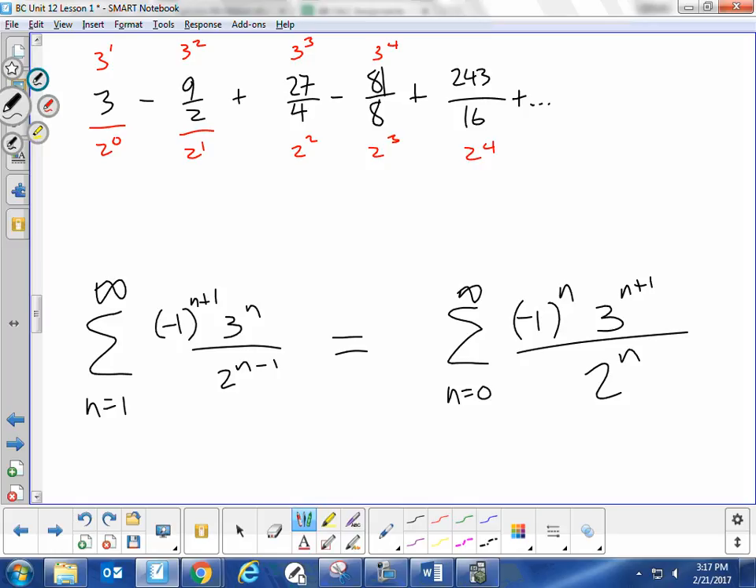And we can actually write this more ways than this, obviously, depending on where we start. But through manipulation of this, I can rewrite this and actually find that we have a common ratio. And we can change things up a little bit if we want to.